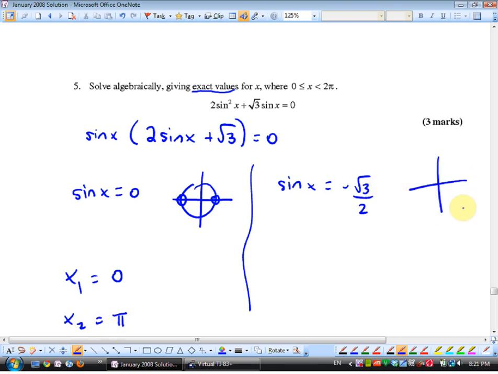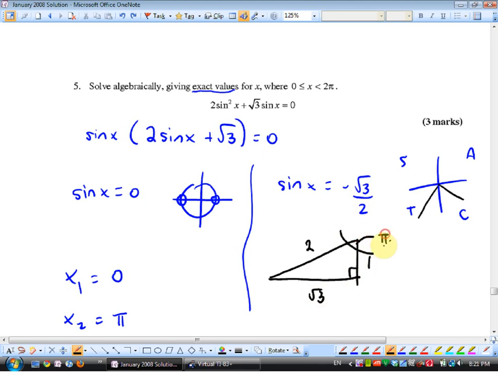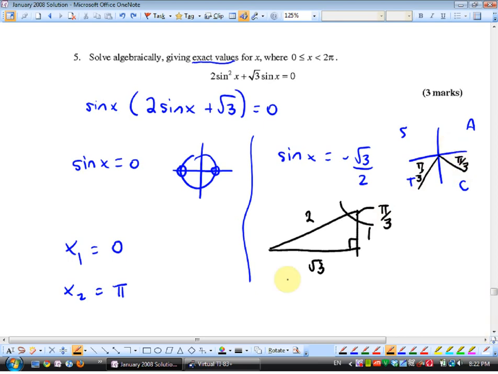Here, sine is negative. That means I'm here or here. It does say special triangles, and I do have a triangle that has a root 3 and a 2 in it. It's the 1, 2, root 3 triangle, where this angle here has a sine of root 3 over 2, and that angle is pi by 3. So that means that this angle is pi by 3, and this angle is pi by 3. So I'll have x3. Well, pi is 3 pi by 3. 4 pi by 3 is your first answer. And x4, 2 pi is 6 pi by 3, where pi by 3 less than that is 5 pi by 3. Piece of cake.